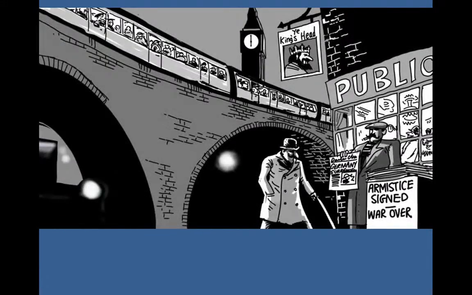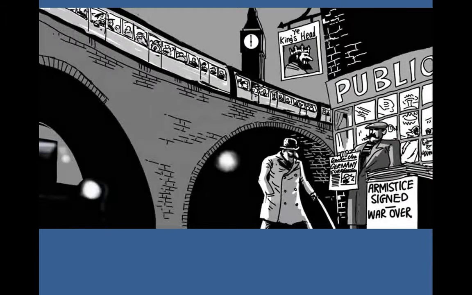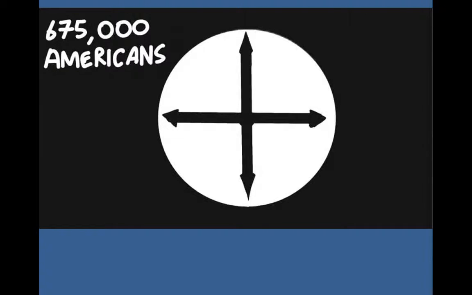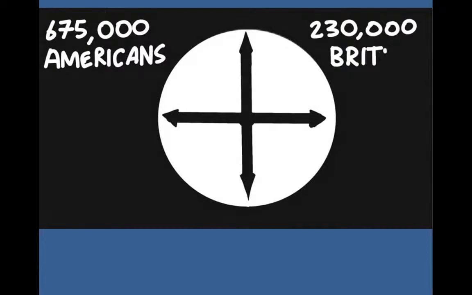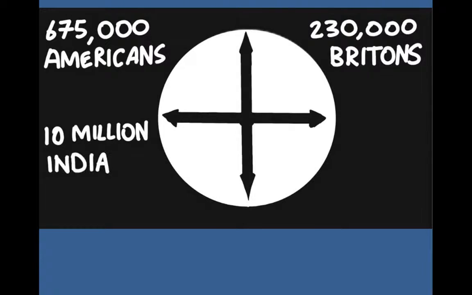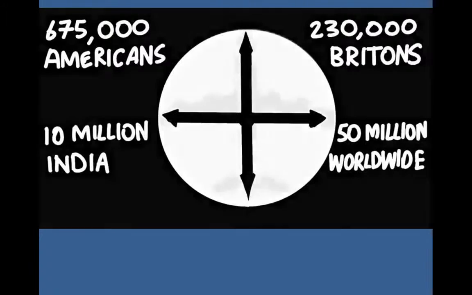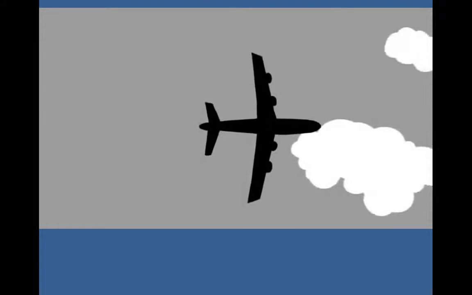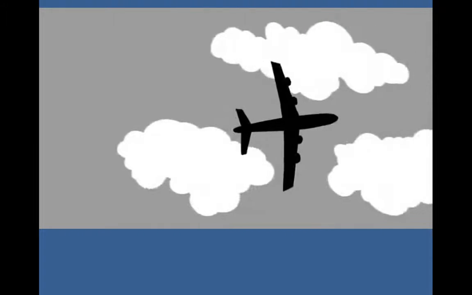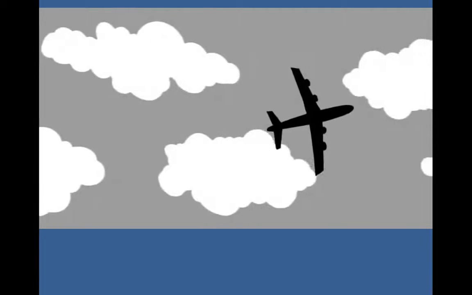By the time the pandemic had run its course in April 1919, an estimated 675,000 Americans and 230,000 Britons were dead. In India alone, some 10 million were killed. And worldwide, the death toll was an astonishing 50 million. But that was then. Today, planes can transport viruses to any country on the globe in a fraction of the time it took in 1918.